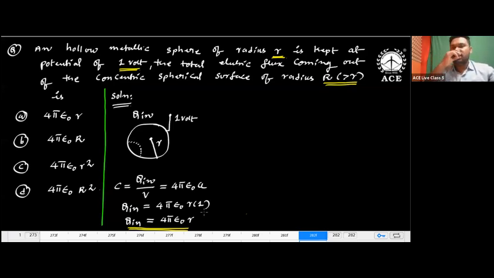Now, what actually is the question? The question here is the total flux coming out of the concentric spherical surface of radius R. Now, this sphere of radius small r is enclosed within one more sphere. Yes, here is the thing.